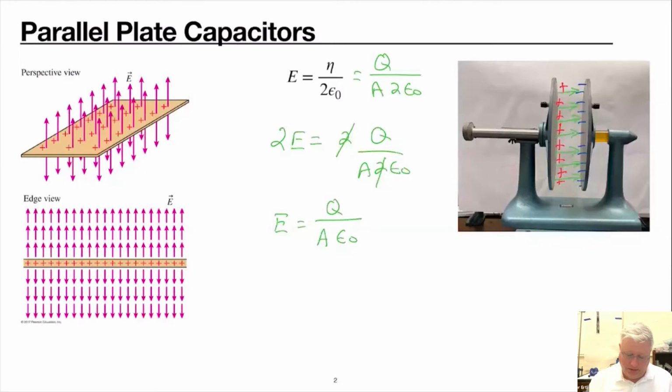We found the charge per area over 2 epsilon from one plate, and then we basically doubled it. This is just a way that we can double it. Originally, if you pull the 2 in the denominator out and make it a half, and then we double it, that half just turns to 1.